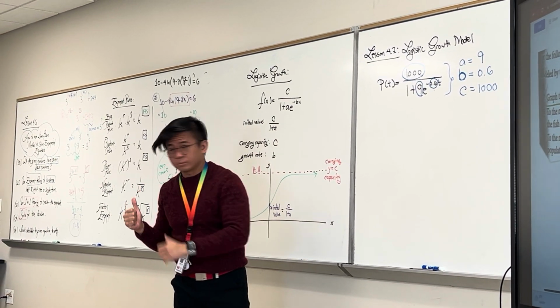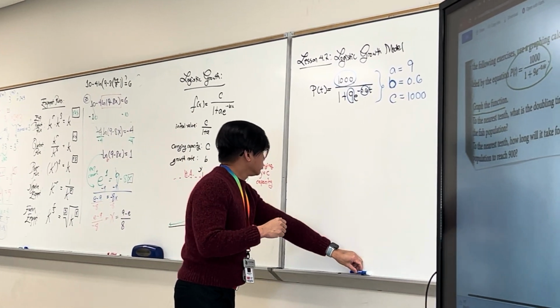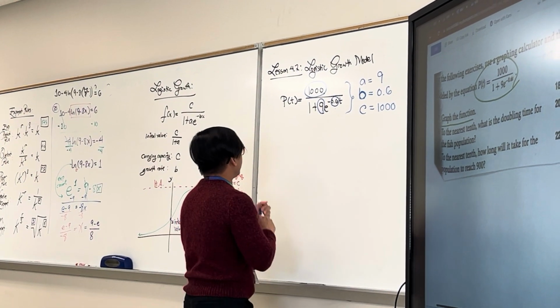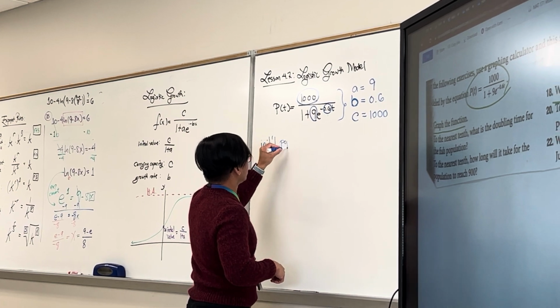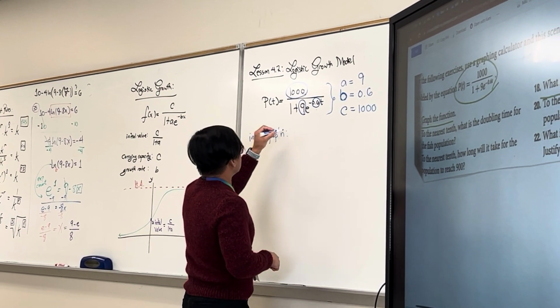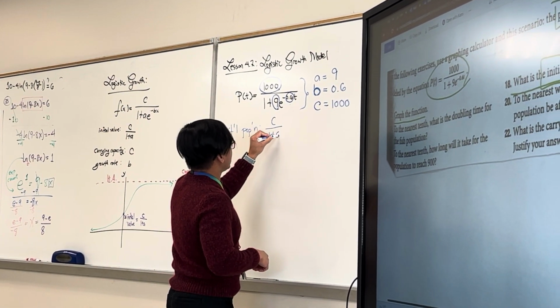Cool? Right. Well, let's get now the initial population, right? So according to this, the initial population should be equal to what? C over 1 plus A. So that's going to be what?